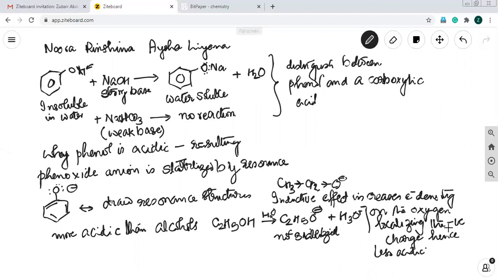Okay. Now let us look at the reactions of phenols and phenoxide anions. Before that, again we have to talk a little more about acidity.